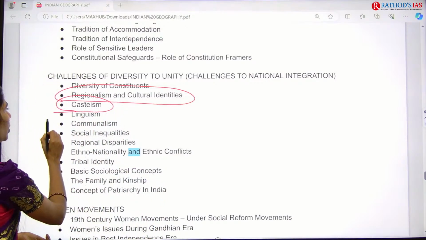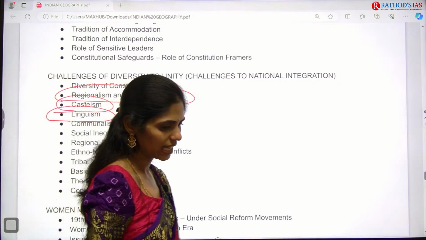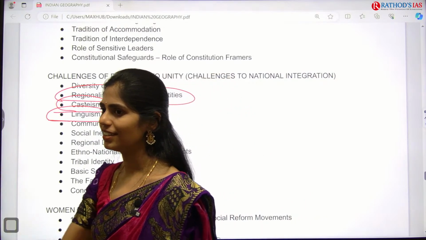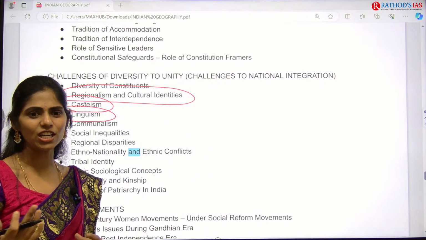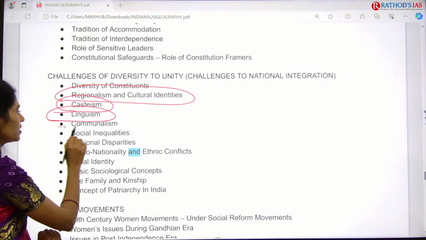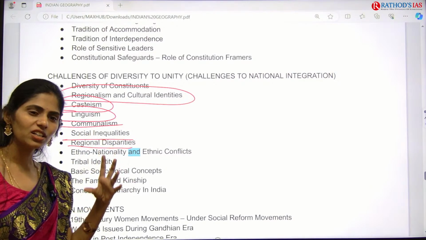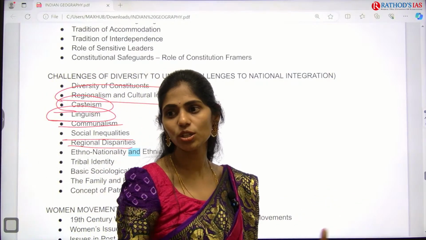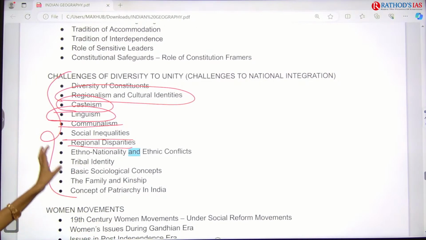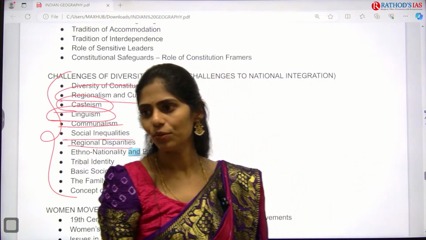And next one is even linguism, that is language diversity. Even in one state, for example in Telangana state, the regional language is Telugu, but if you move from one district to another district, there is some change of slang. Okay, so this is also one barrier. And even communalism, social inequalities, regional disparities, and even some ethnic conflicts between so-and-so groups. Okay, so these are some important challenges that are posing challenges to our unity in diversity.